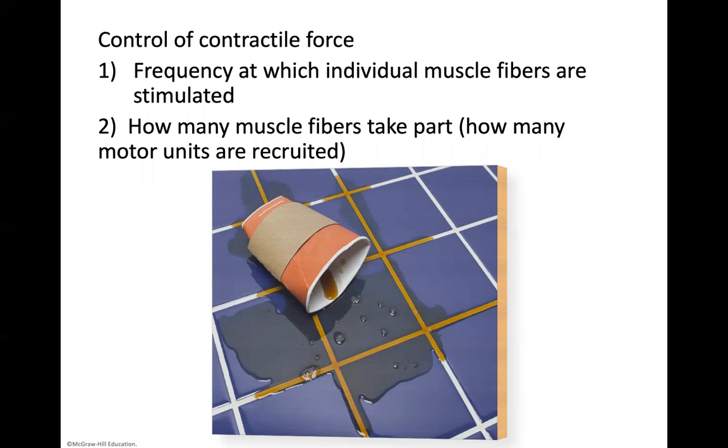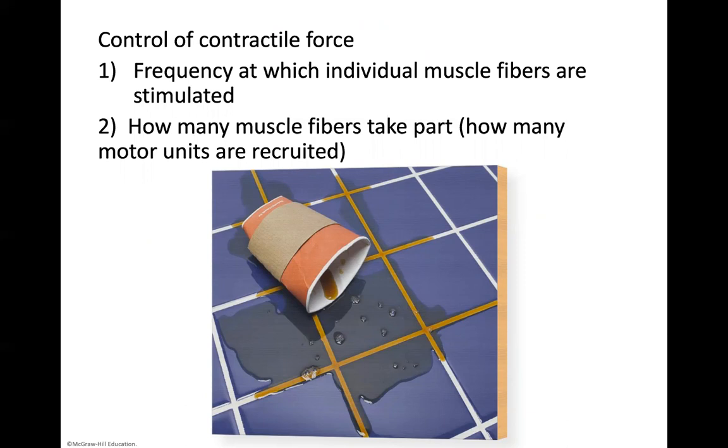And the force generated by those contractions really has to be controlled. It's controlled in two different ways. The first way is by controlling the frequency at which individual muscle fibers are stimulated. If the frequency of stimulation from a motor neuron increases, then muscle tension in the motor unit within those individual muscle fibers continues to rise until it reaches a peak point. And that's when those muscle fibers are just contracting continually. So if the muscle fibers are getting a message from a neuron to contract, then they contract continually.